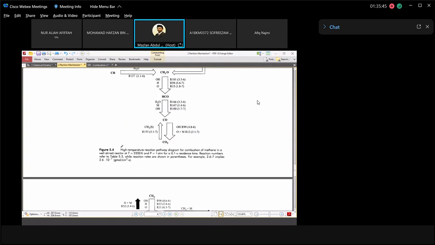High temperature reaction pathway diagram for combustion of methane in a well-stirred reactor at 2200 Kelvin, pressure 1 atmosphere, for 0.1 second residence time. Reaction numbers refer to table 5.3, while reaction rates are shown in parentheses. For example, 267 implies 2.6 times 10 to the negative 7 gram mole per centimeter cubed per second.